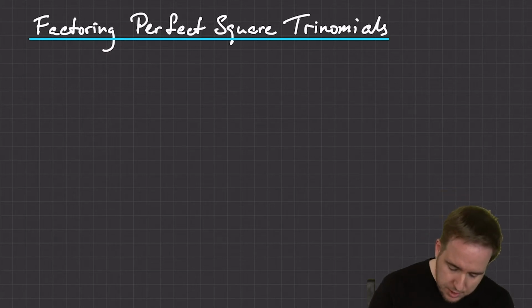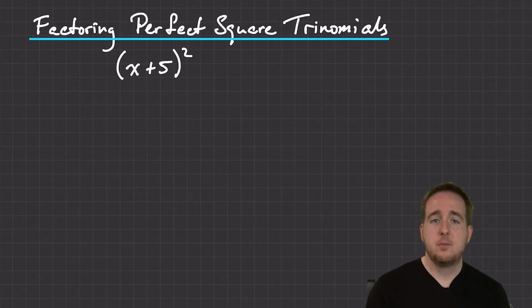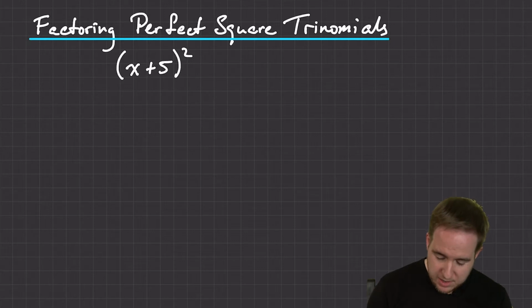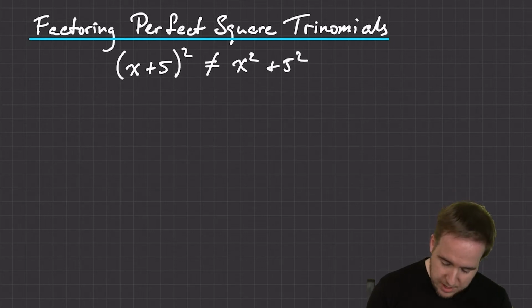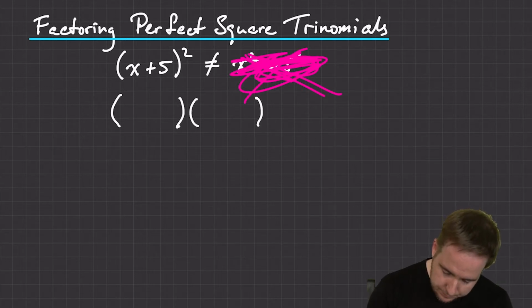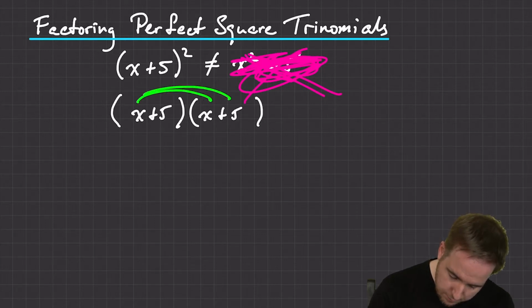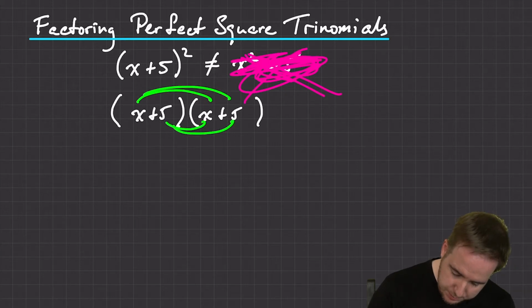So this one comes from questions like this. Remember, one of the most important lessons of grade 9 was that this was not the same thing as x squared plus 5 squared, and you want to get rid of that idea as quickly as possible. You have to write it out the long way. And that gives you 4 objects when you expand.